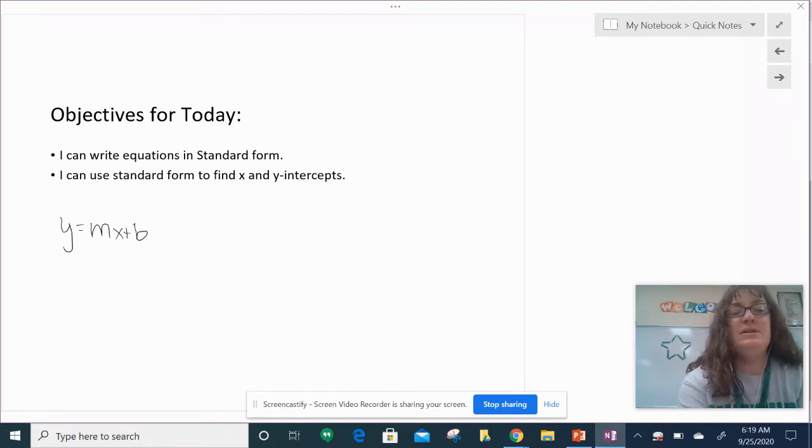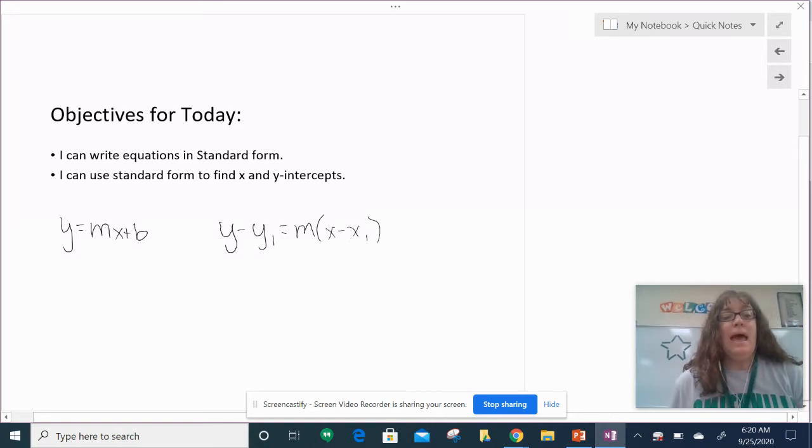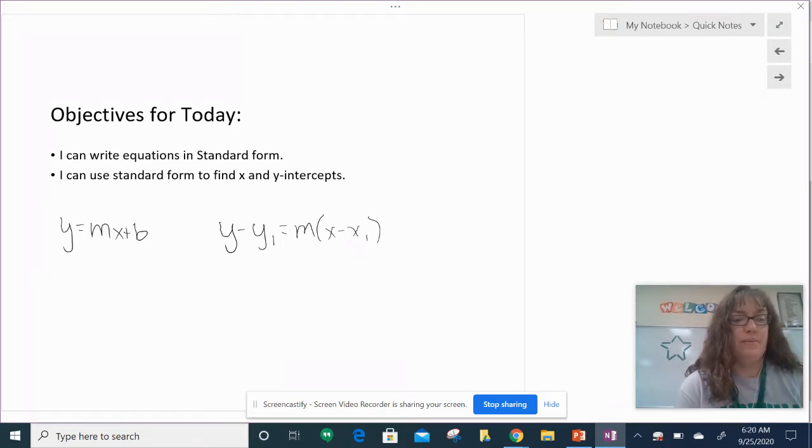The second one that we talked about last time was point slope form, which says y minus y1 is equal to m times x minus x1. And this is kind of that intermediary equation. We use this when we're given a slope and a point or two separate points. We have to find the slope first. But oftentimes we start here and then we change it to slope-intercept form.